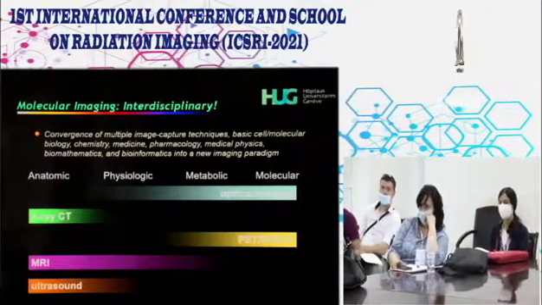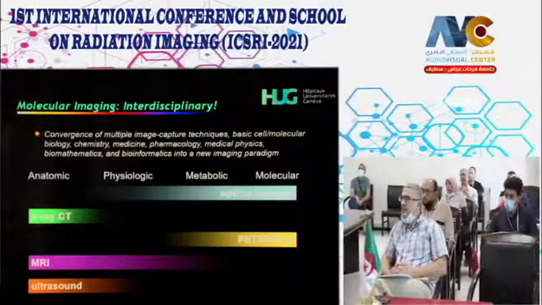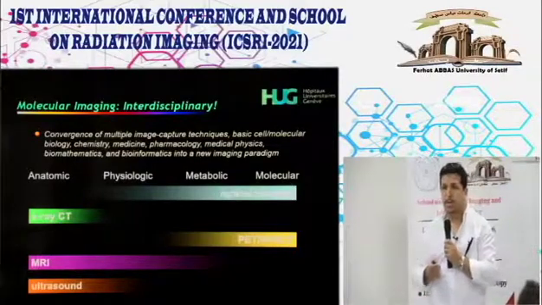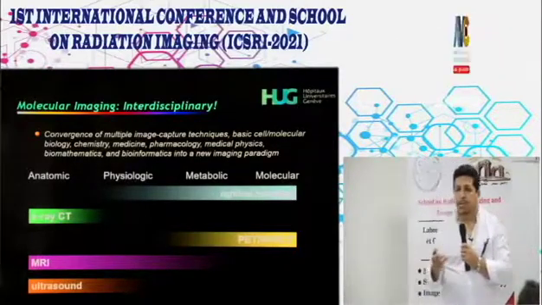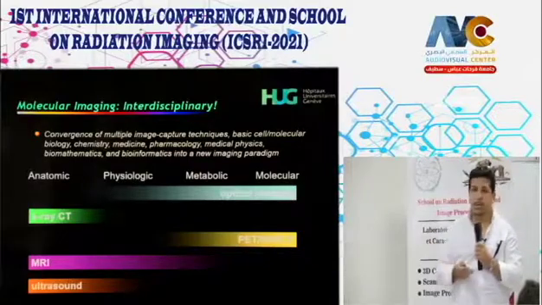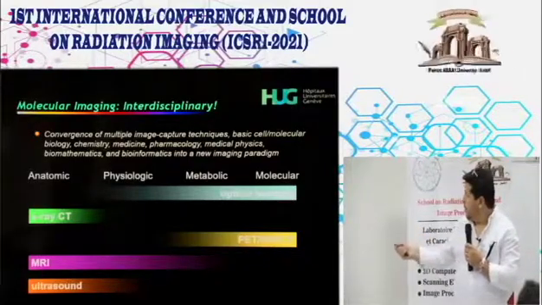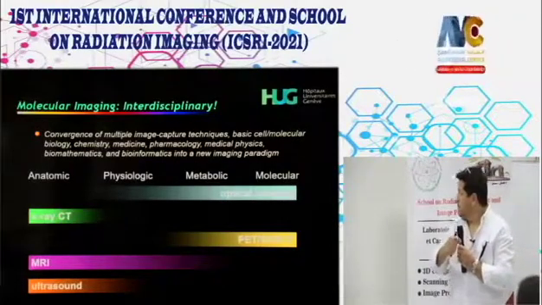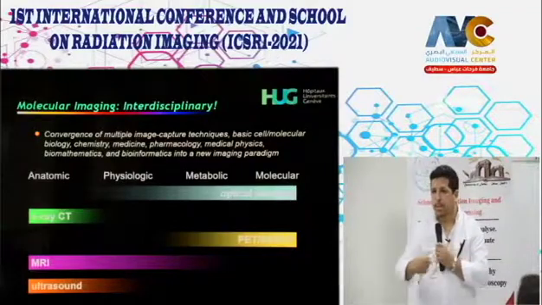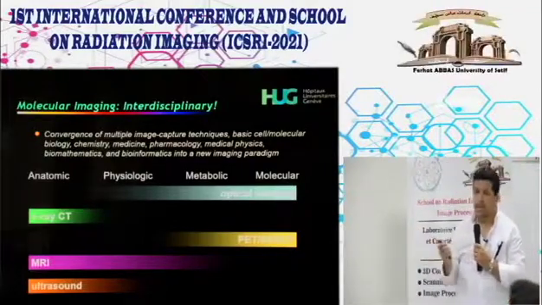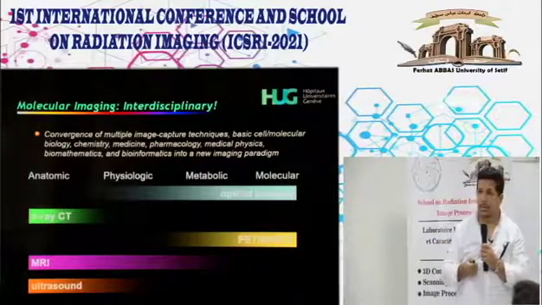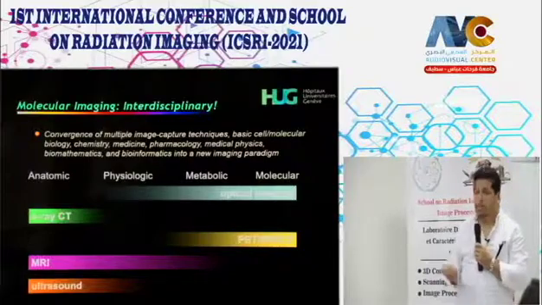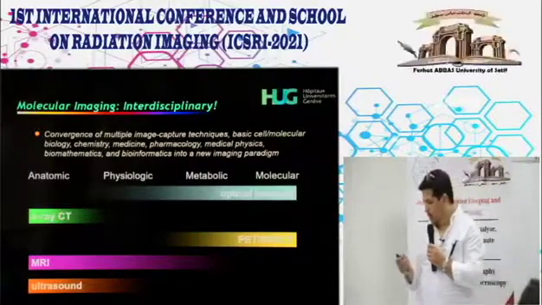Then you have this second category, used to complement the anatomical or structural imaging modalities. We call them functional, physiologic, or molecular. This includes optical imaging, which is widely used in research and to image structures that are not very deep inside the body, and widely used in small animal imaging, rats, mice, and so on. And then you have single photon emission computed tomography and positron emission tomography, techniques that we'll discuss in detail later on.